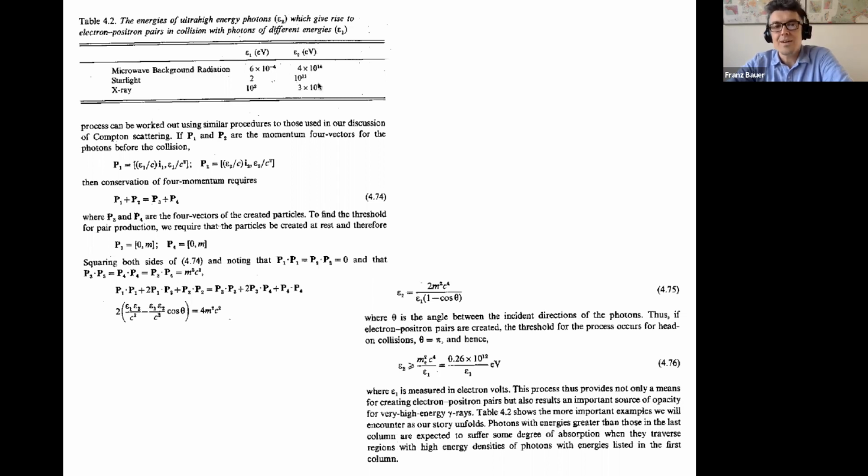Likewise, we could have 10 to the 11 eV, and that will interact with a 2 eV photon, aka starlight, and you would produce a pair. And then likewise, you could have a more typical situation: something with an energy of a few times 10 to the 8 eV would interact with an X-ray photon of 1 keV and produce a pair. So you can see that there's this balance between the two.